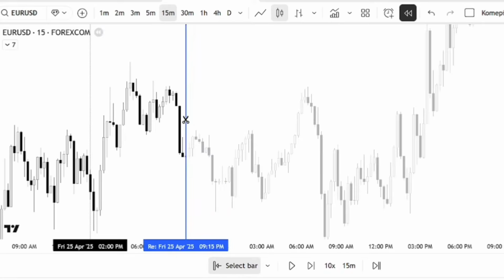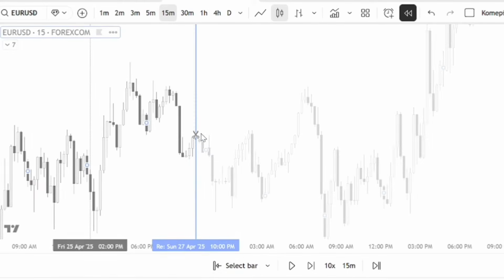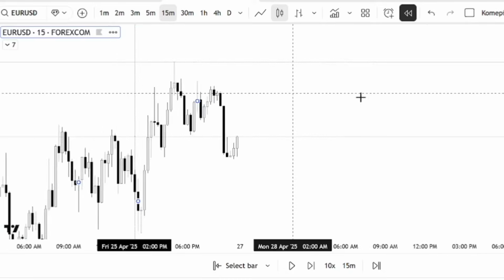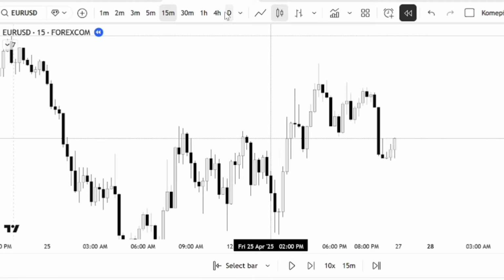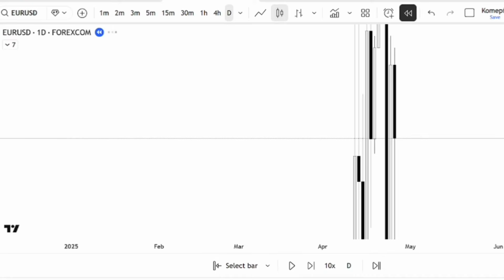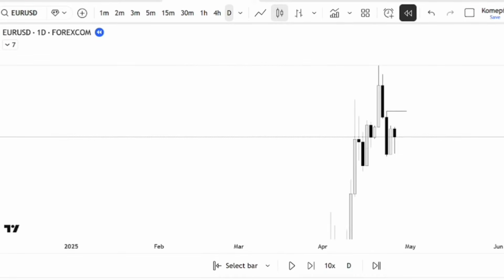I want us to do this together, so we just need to cut a day off. So first thing first that I want to do is we want to go to the higher time frame. In this case, let's go to the daily time frame to see what price is likely to do.